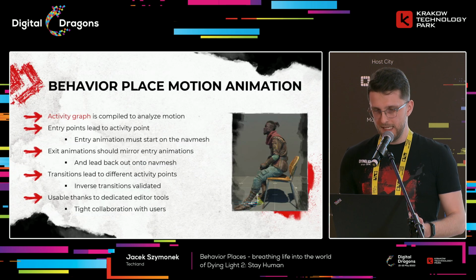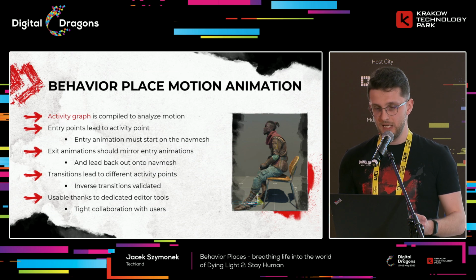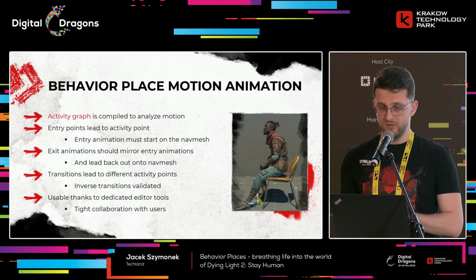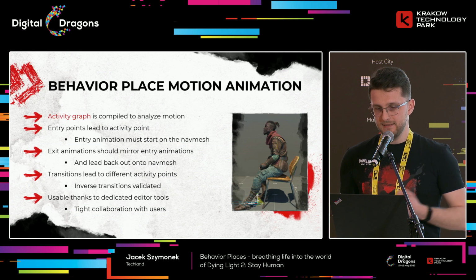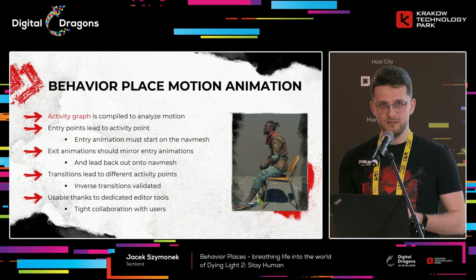Let's recap. The simple structure of activity graphs allows us to extract root motion data from the animations during asset compilation. And on the level, we set the stage in such a way that the entry animations start at pre-calculated entry points and then lead to the activity point, which may be outside of the nav mesh, unreachable otherwise. And exit animations mirror entry animations and must lead the character back onto the nav mesh.